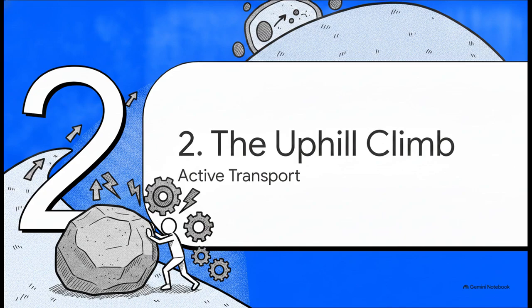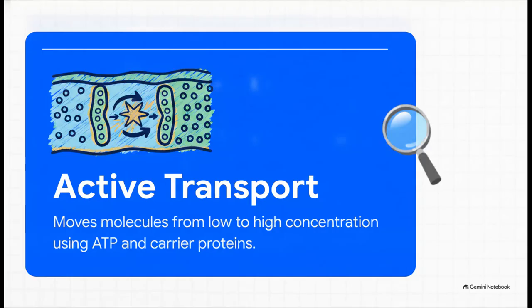Moving right along to Part 2, the uphill climb, or active transport. Okay, so let's flip that earlier analogy. Now picture yourself at the bottom of the hill, and you have to physically push that heavy boulder all the way to the very top. It's exhausting. Active transport stubbornly moves molecules from a low concentration into a high concentration. Because it's fighting against the natural gradient, it absolutely demands energy. It uses ATP and specialized carrier proteins to literally force molecules across that semi-permeable membrane.